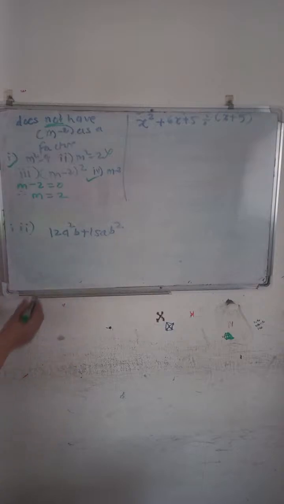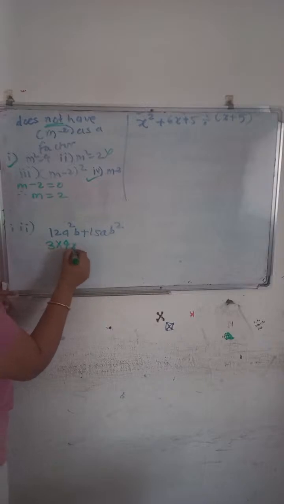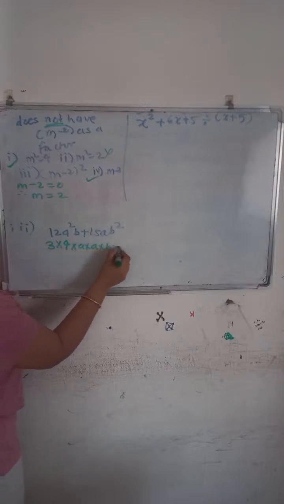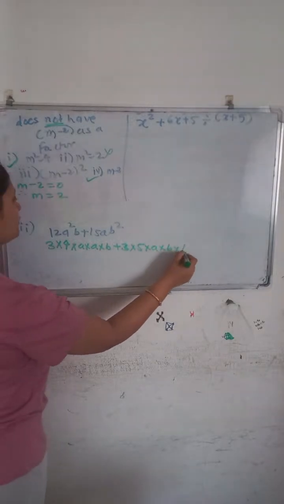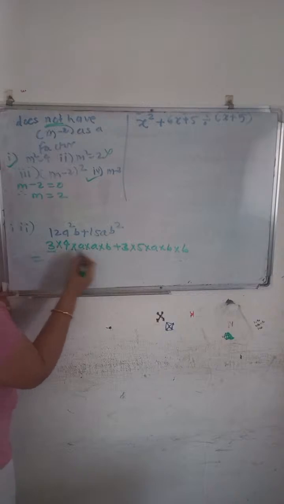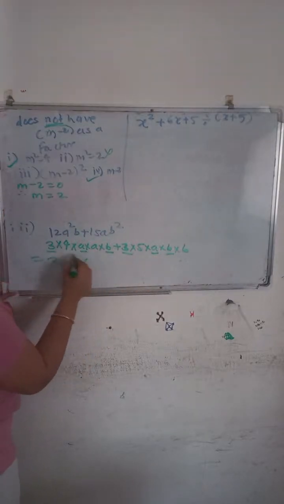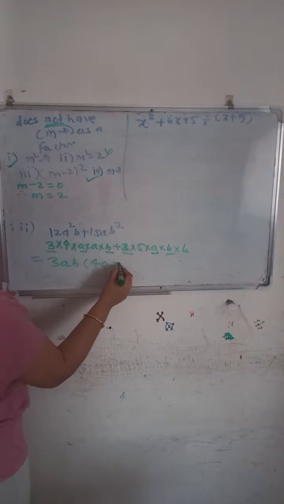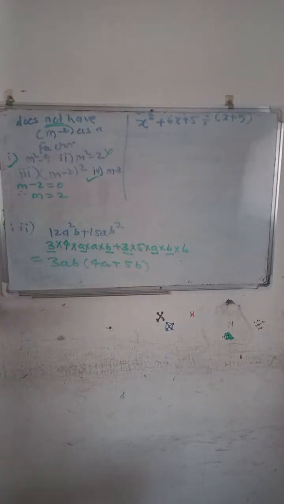Getting this? So now we'll go for the third. I will write it. You can do it directly as it is a 1 mark question, but I am solving stepwise. So 3 fours are 12 into A into B plus 3 fives are 15 into A into B. So 3 and 3 common, A and A common, B and B common. So 3AB inside the bracket, 4A plus 5B is the answer. Getting this, how to solve?